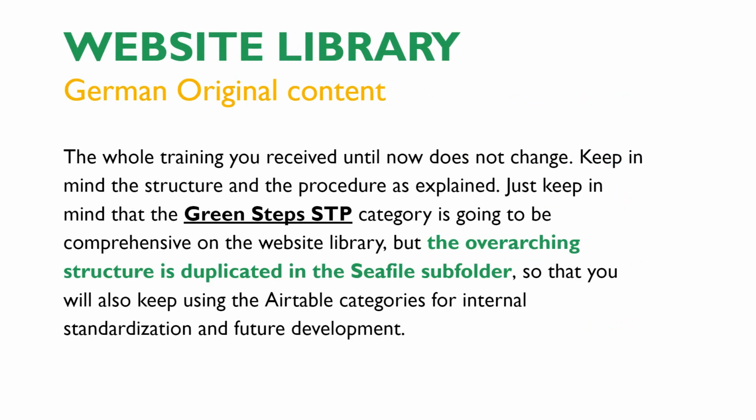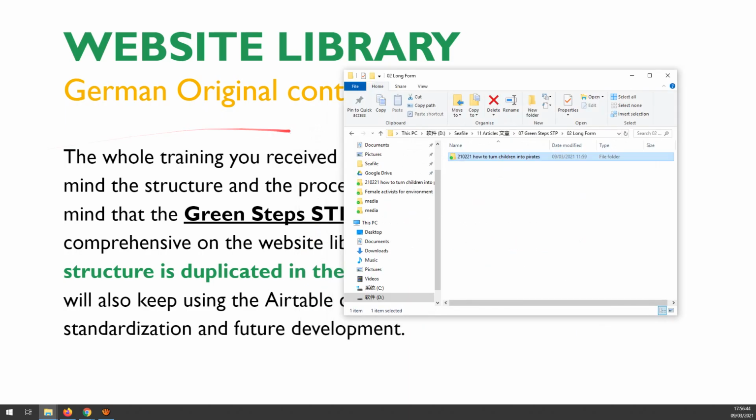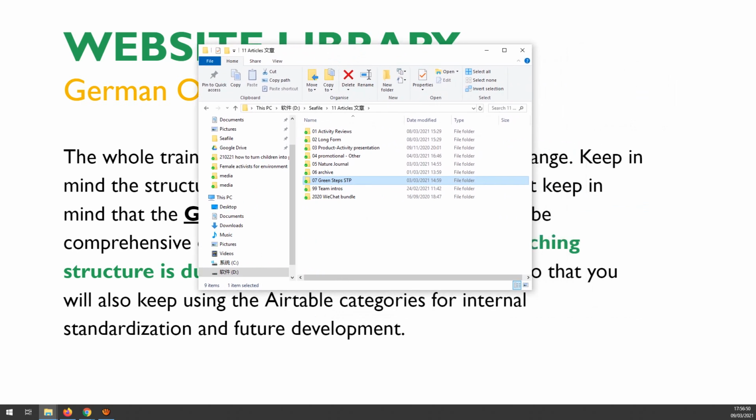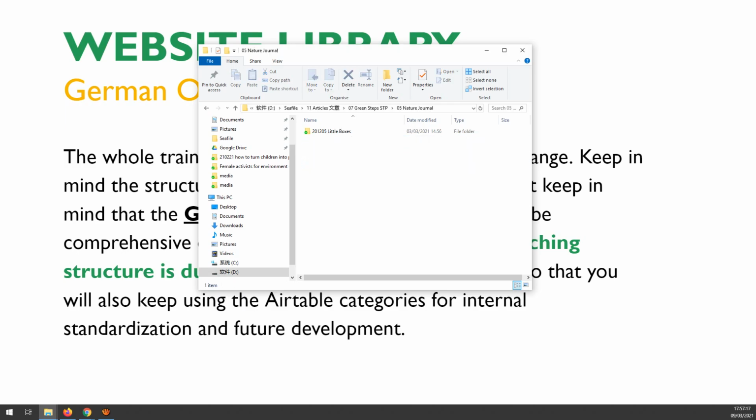So the thing that you have to keep in mind is that this structure is the same. So now I have it here, but you will find it exactly the same on the C file. These are the categories of the articles. When you write something in English, nothing changes. If you write something exclusively in German, and for STP, you go here and you see the same structure, because you can have an activity review, you can have a long form, you can have whatever. You go here, and if you have a nature journal, you upload the nature journal from here.